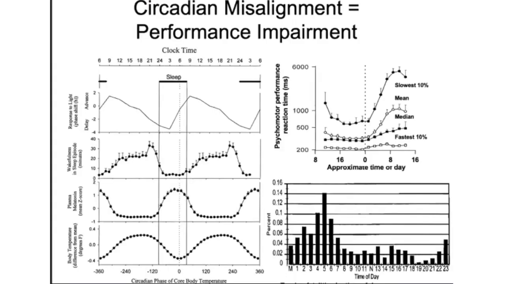So there's been experiments and studies from NASA studying pilots, their schedules and their performance. And the discovery was that, in fact, circadian misalignment leads to performance impairment.